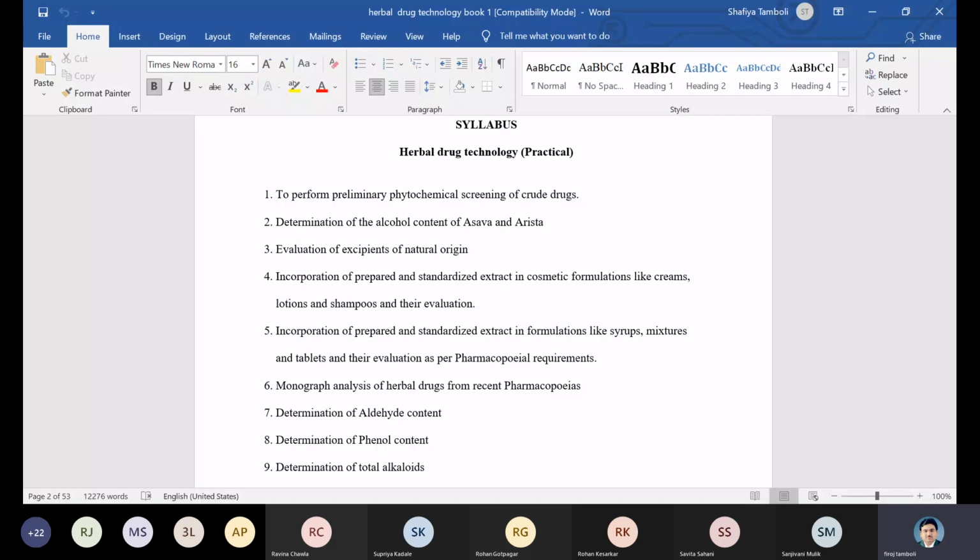Now, the question is, what is the significance of incorporating this practical in your syllabus? At the lab level, you should know what types of secondary metabolites are there, how these are isolated, and what different chemical tests are to be performed for these secondary metabolites. For that purpose it is implemented. So this is your first experiment, that is, to perform preliminary phytochemical screening of crude drugs.